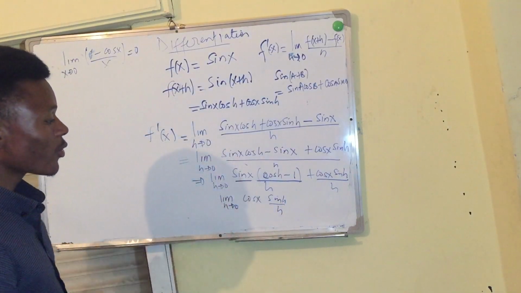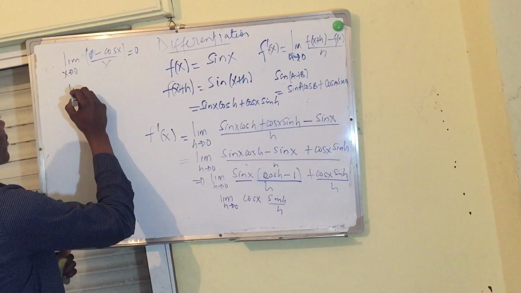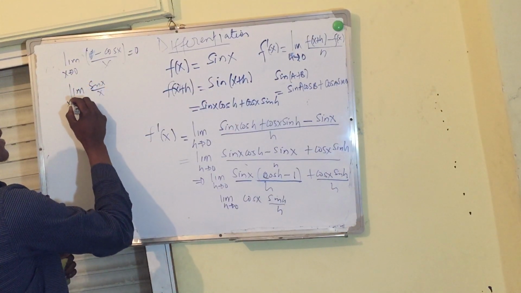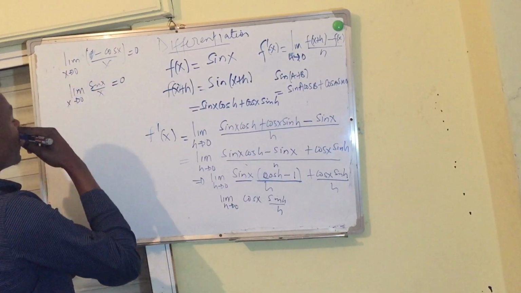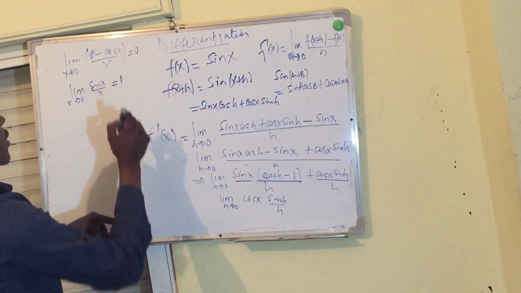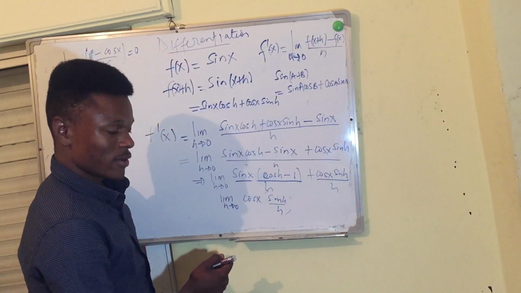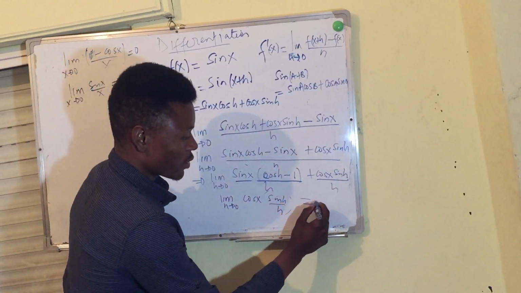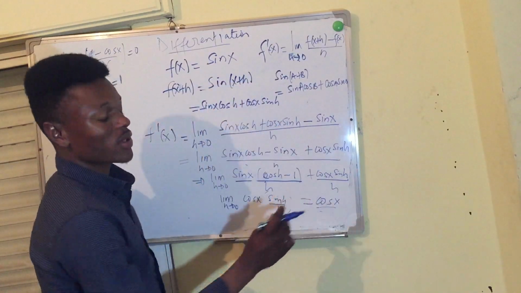Mun ce akwai rule again na limits wadda ce limit of sine x over x when x approaches 0 is 1. I'm very sorry, this is 1. It is 1 now, so cos x times 1 is simply cos x. Wannan shine derivative of sine x is cos x.